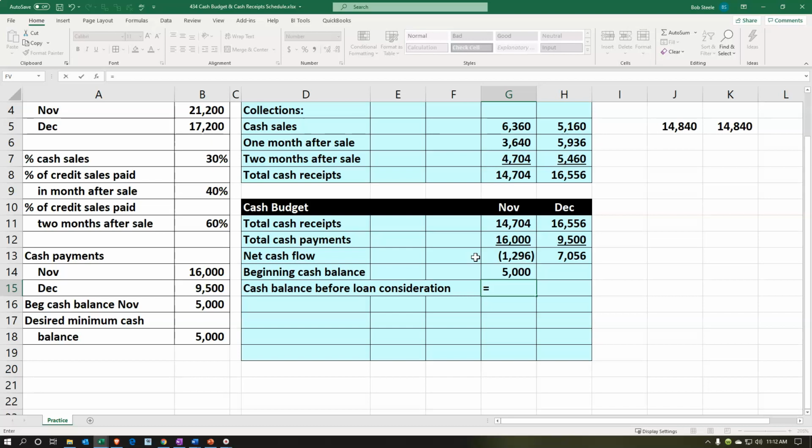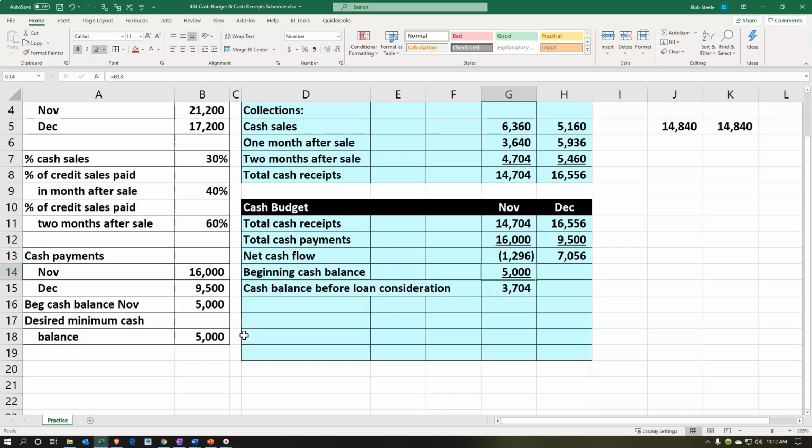This will come up to a subtraction problem, equals the sum, up arrow, holding down Shift, up again, and enter. So the 5,000 minus the 1,296 is 3,704. Let's put an underline here, Home tab, Font Group, and Underline. So now we're below the 5,000 minimum balance threshold.